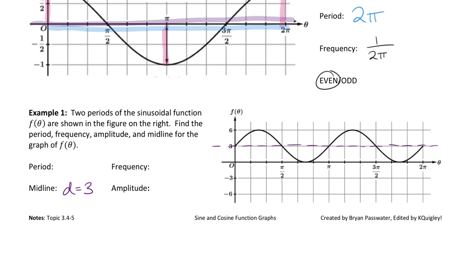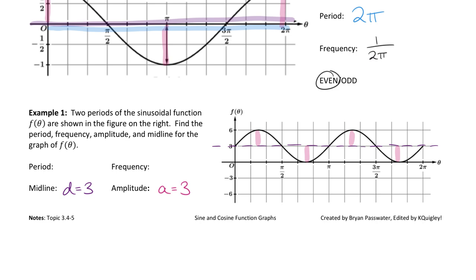What is the amplitude? 6. It is 3. Remember, the amplitude goes from the midline to the max, midline to the min. Remembering to go from the midline, what is the amplitude? A equals 3.